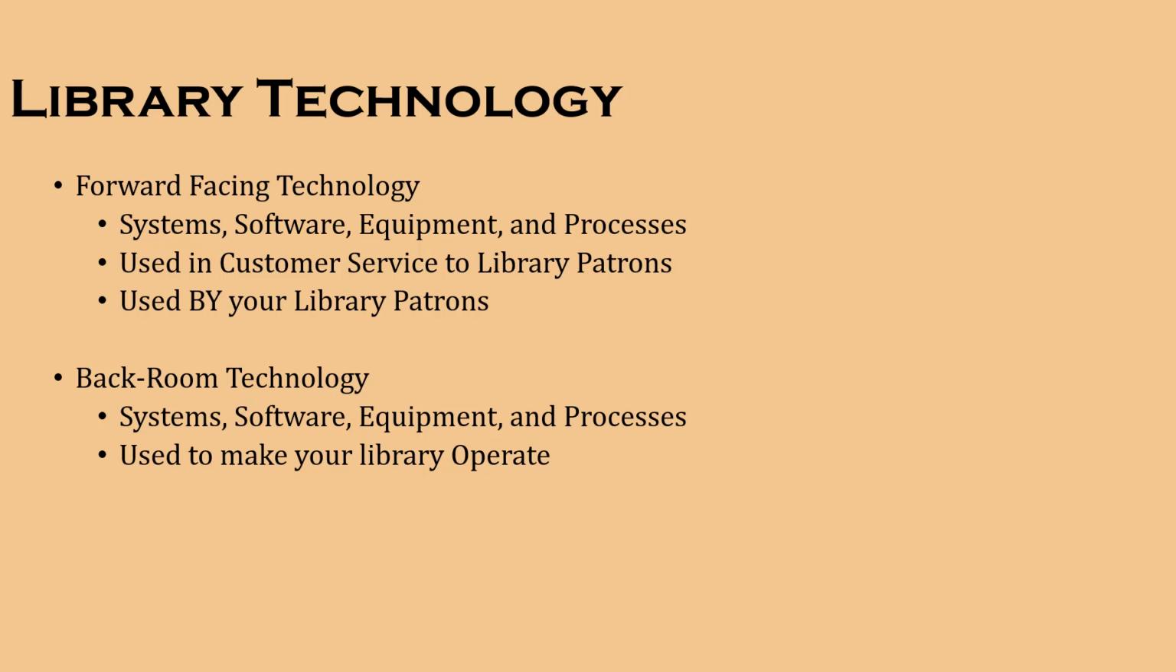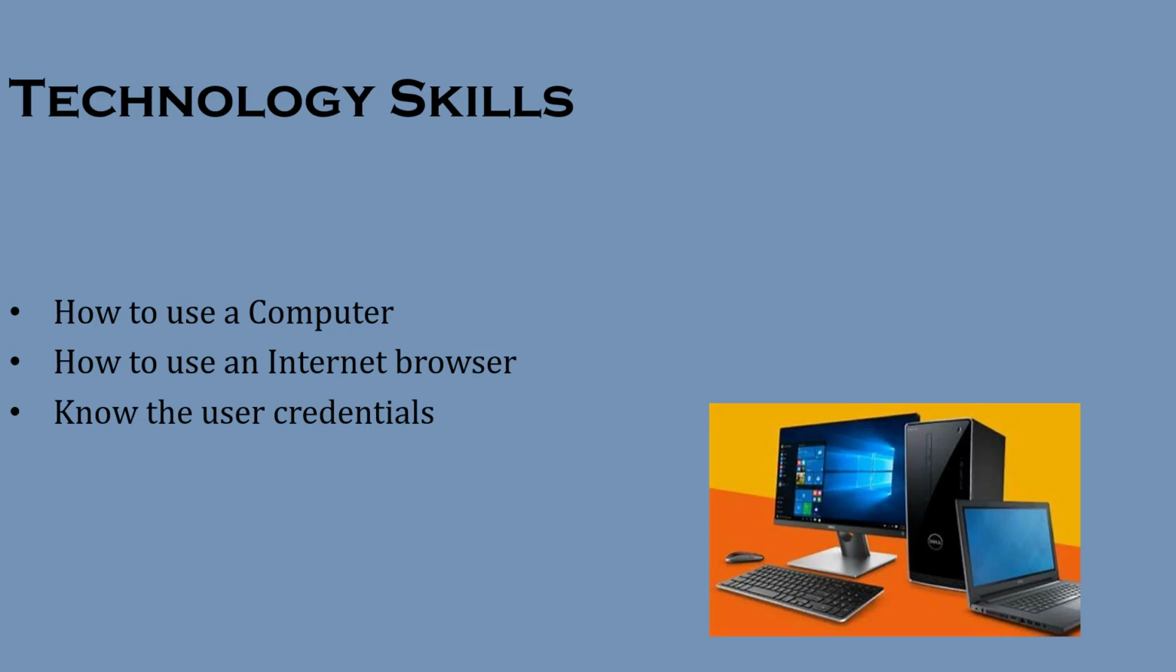Library technology can be divided into two types. The first is the technology systems, software, equipment, and processes that are forward-facing or used for customer service or used by your library patrons. The second is the technology systems, software, equipment, and processes that are used to make the library operate smoothly and efficiently. This is called the backroom technology.